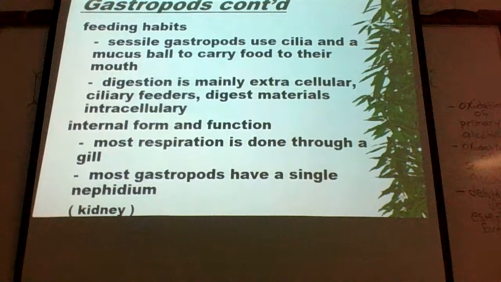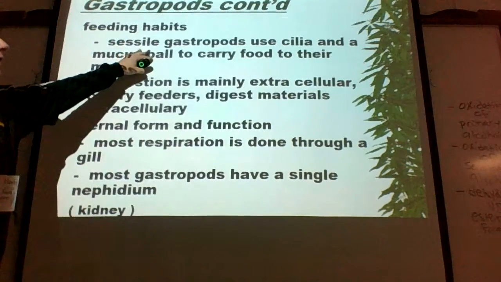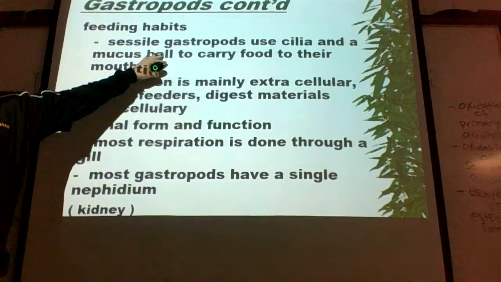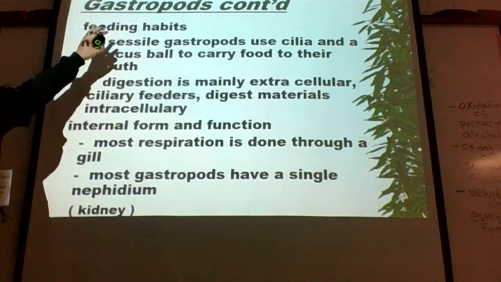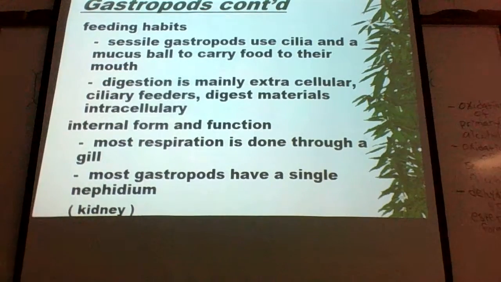And the reason we said it's a rudimentary form of filter feeding is these sessile gastropods. In other words, it looks like they're sessile. Yes, they do move, but they are so slow that the cilia sweeps this mucus ball into their mouth. So it's a kind of filter feeding. It's a rudimentary form of that. Now, this is the first time that we've seen this.